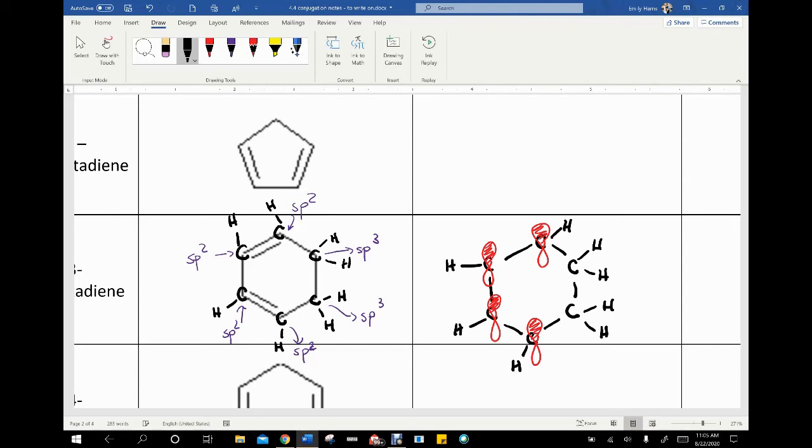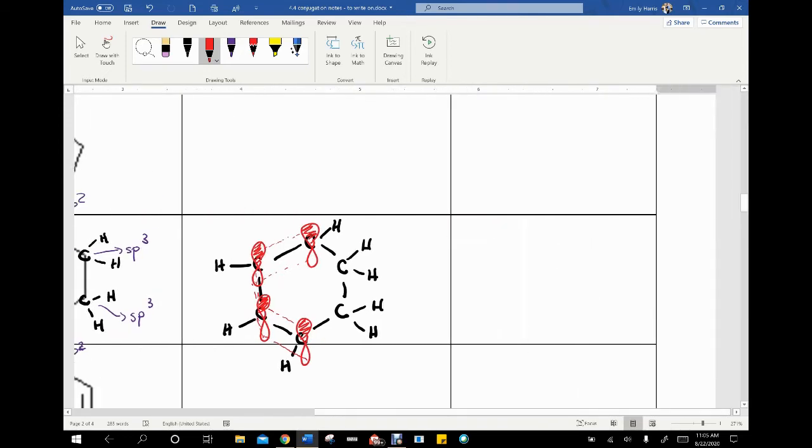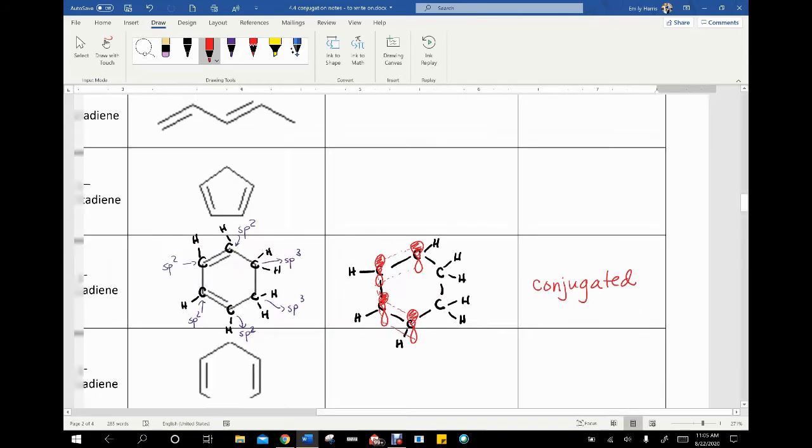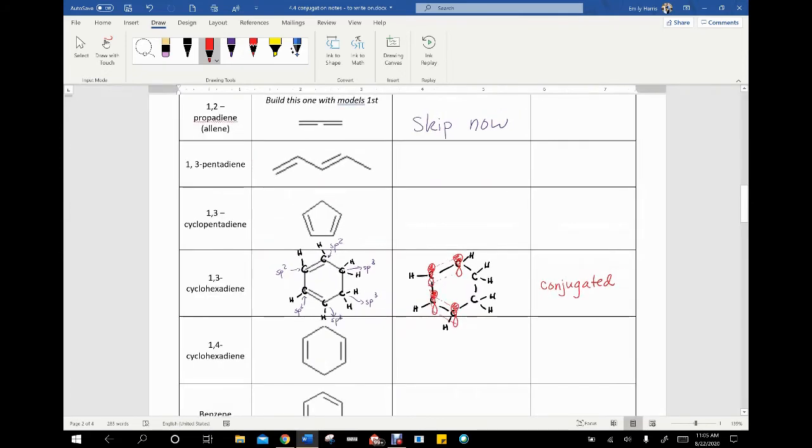Okay, so we do have p orbitals that can interact, that are all in the same plane, running up and down. And so we'll kind of draw in those interactions with some little dotted lines here. And because those interactions carry over more than just 2 carbons, we are going to have what's called a conjugated system. That's where we're linking together the p orbitals in that pi system throughout the molecule. So that would be an example of a conjugated system.